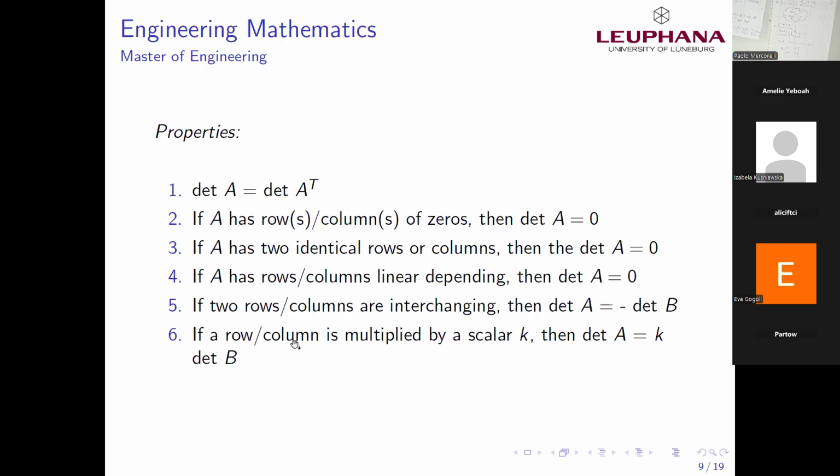Property 4, I discussed a little bit. Yeah, this also can be easily understood. I will do an example. Basically, if I change the order of two rows or two columns, we have this property here. We change the sign. If you change twice, in this case, I maintain the sign. If a column or row is multiplied by a scalar, determinant of A equals K multiplied by determinant of B.